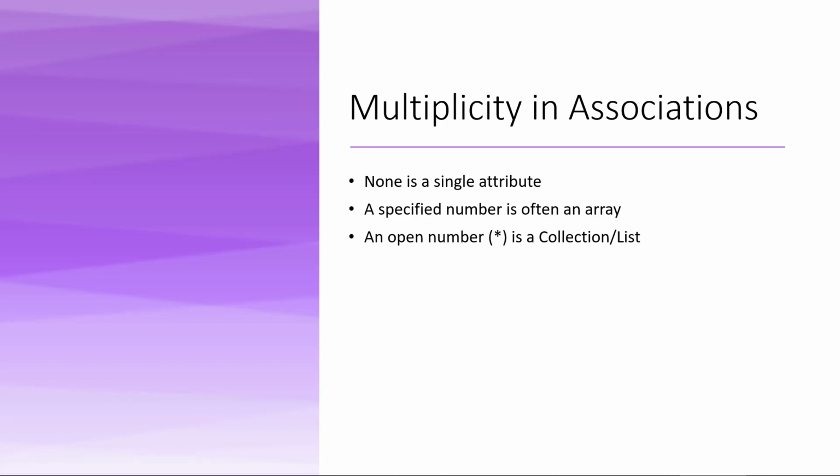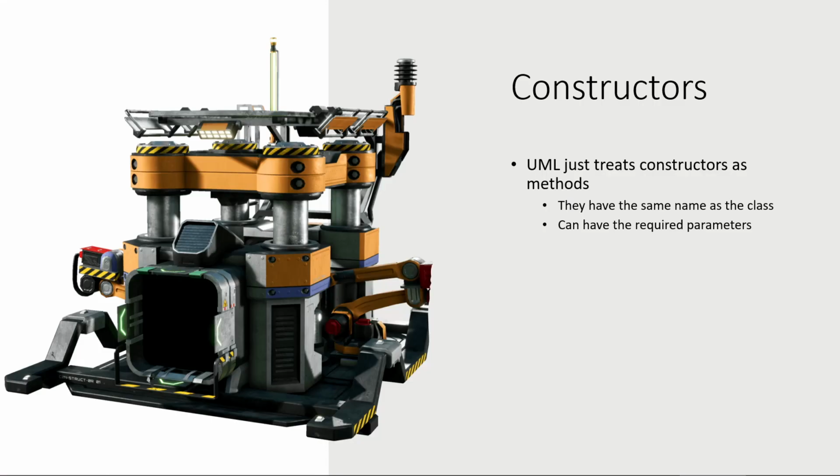So what about constructors? Well, UML treats constructors just like any other method. They just have the same name as the class. They can have whatever parameters you want. So just like Java, a constructor is kind of like a method, just a special method with no return type that matches the name of the class. So if you see in a UML diagram a method that has the same name as the class, that basically translates to a constructor when you go into Java and vice versa.